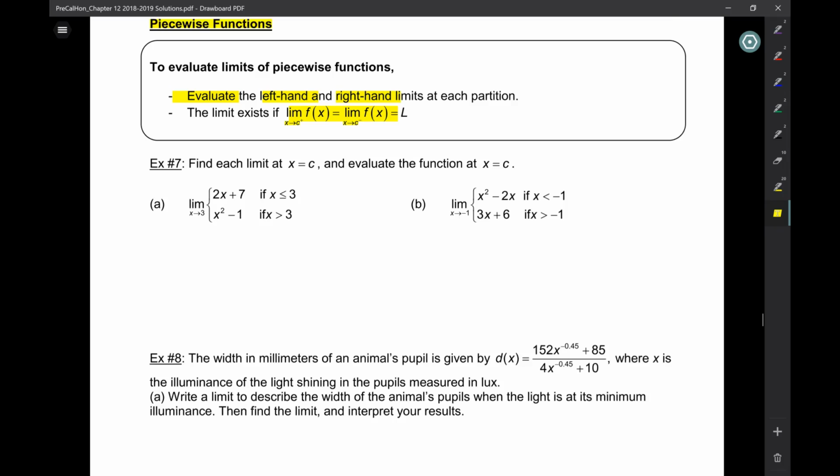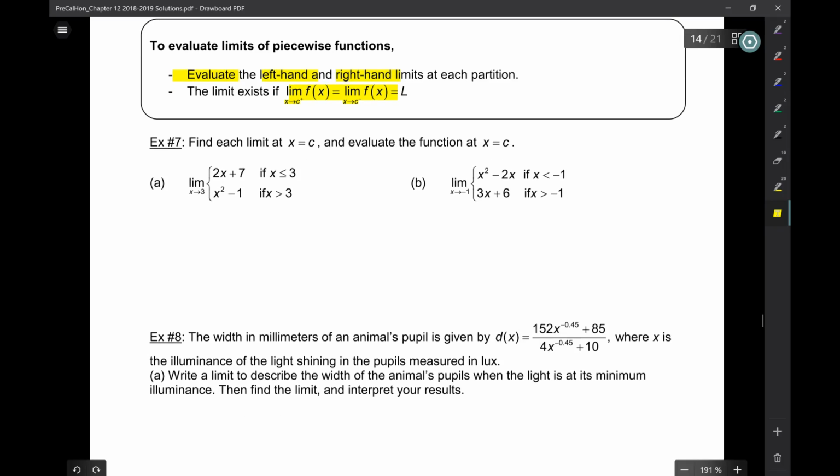Okay, so here let's find each limit at x equals c, and then we have to evaluate the function at x equals c. Remember, finding the limit and evaluating are independent of one another. They have nothing to do with each other. So first we need to find the limit.